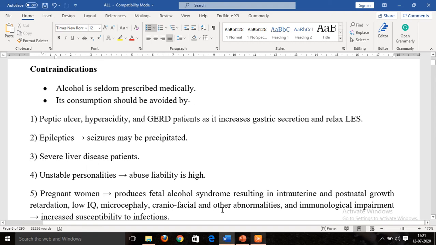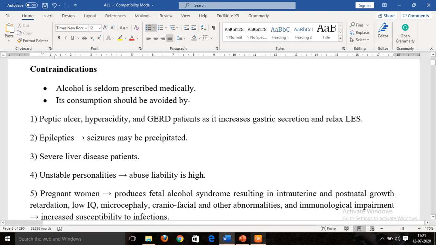Coming to the contraindications. What are the conditions in which alcohol is not supposed to be consumed? Actually, alcohol is not a drug. It is not prescribed medically. No one will tell you to consume alcohol for a particular disease or condition. Though people may have a habit of consuming alcohol, what are the conditions in which you are supposed to control or prevent the consumption of alcohol?